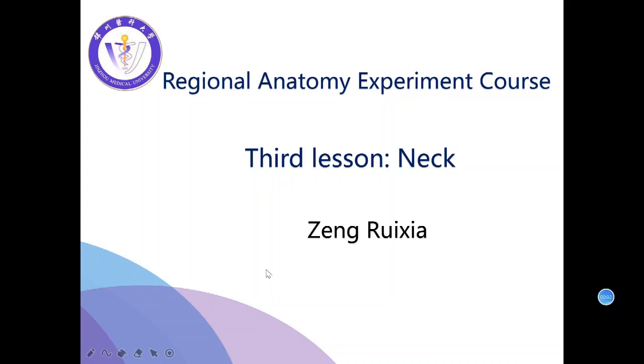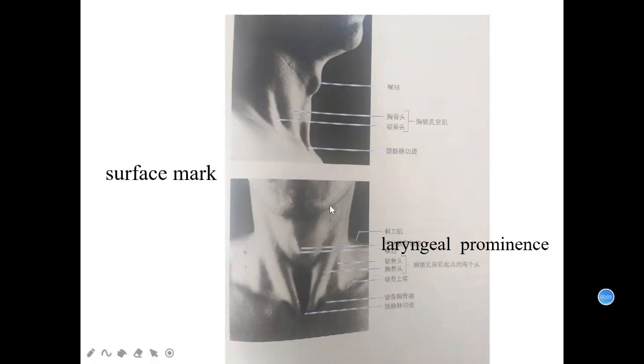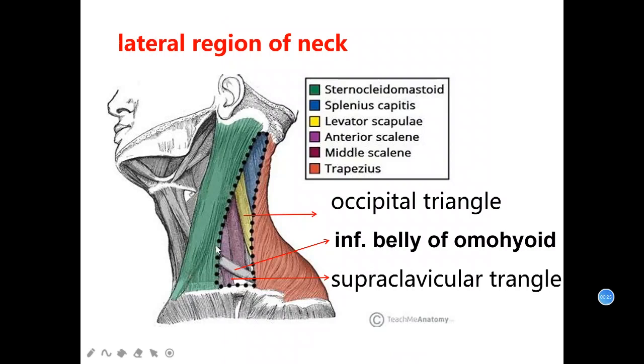Hello everyone, this time we are going to dissect the neck. Part 1: the lateral region and the root of the neck. These are some surface marks of the neck. For example, this is the laryngeal prominence, a structure of the thyroid cartilage. These are soft tissue marks, the sternocleidomastoid.